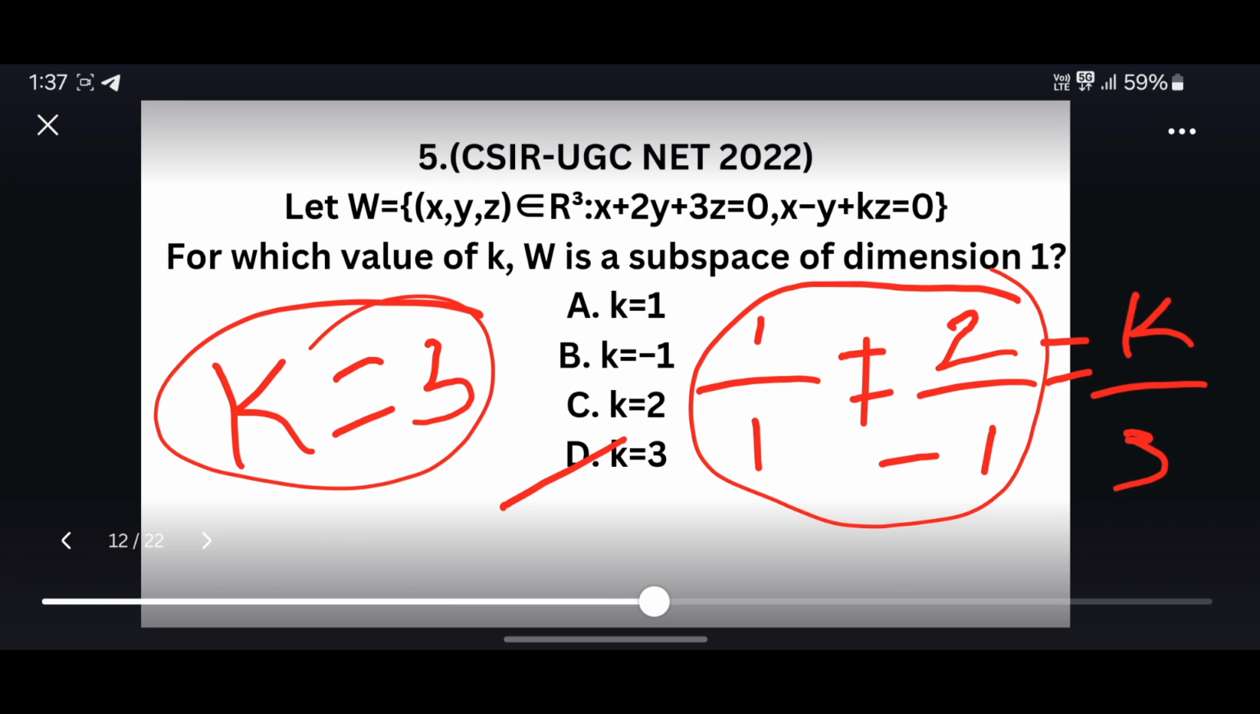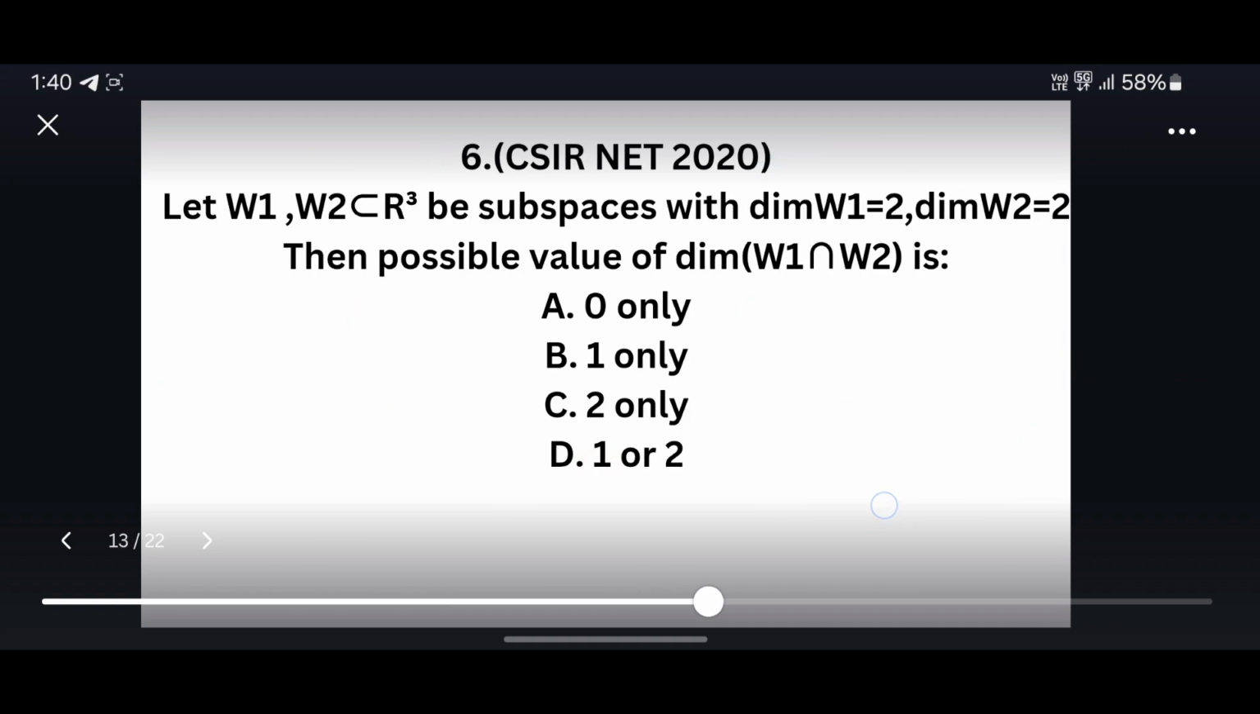So sixth question. This question was asked in CSIR NET 2020. Let W1, W2 be subspaces of R cube with dimension W1 equal to 2, dimension W2 equal to 2. Then find the possible value of the dimension of W1 intersection W2. We want to find out the dimension of W1 intersection W2 using the formula.